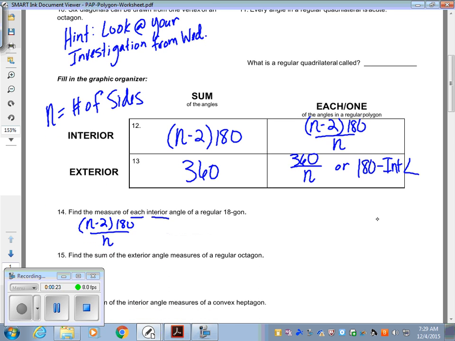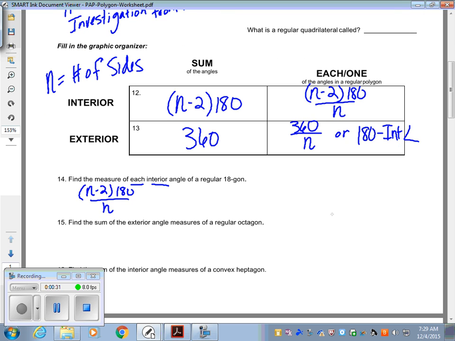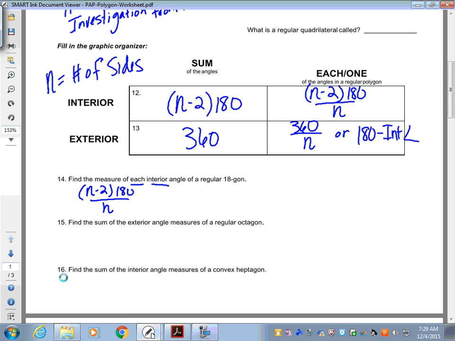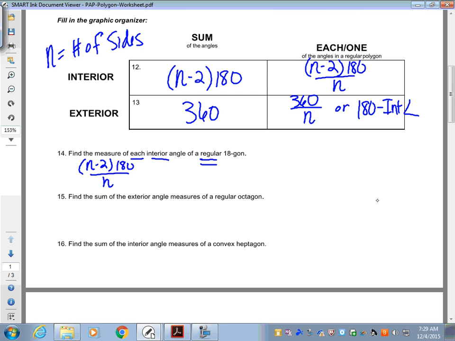In this box, your graphic organizer, these are the formulas you need to start memorizing. Also know that n is always the number of sides. So on number 14 here, they ask the measure of each interior angle of a regular polygon. Okay, we can use this formula for a regular, and it's a regular 18-agon. So we are going to use the formula n minus 2 times 180.